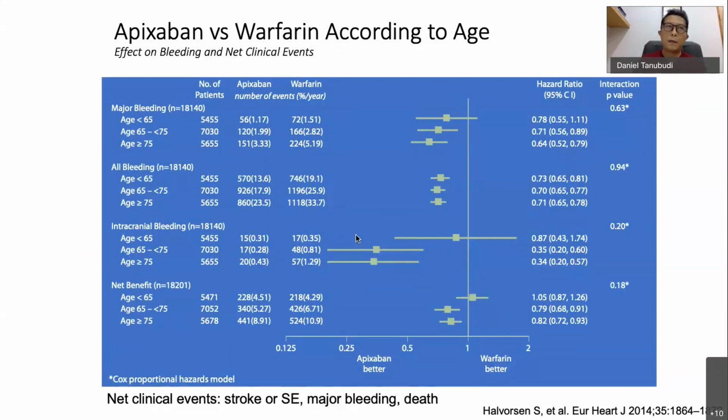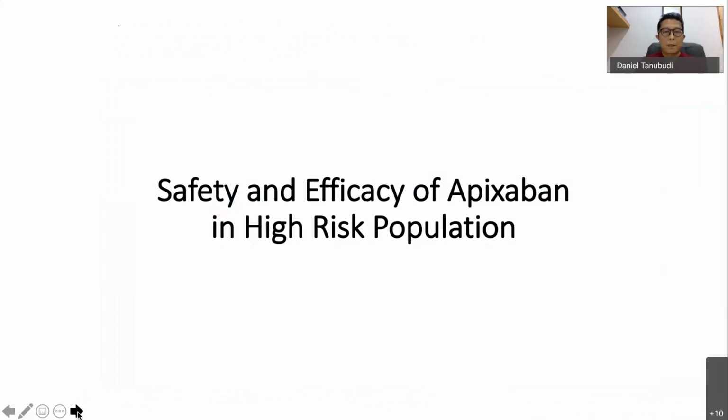So I think, as Professor Lopez mentioned, we are now in a remarkable era to give our patients the best solution to prevent stroke, and also to maintain their quality of life. That's why we need to update our knowledge and information regarding stroke prevention in AF. I will go quickly through the rest of the slides because you already heard from Professor Lopez about the safety and efficacy of apixaban in high-risk populations, especially advanced age and chronic kidney disease.